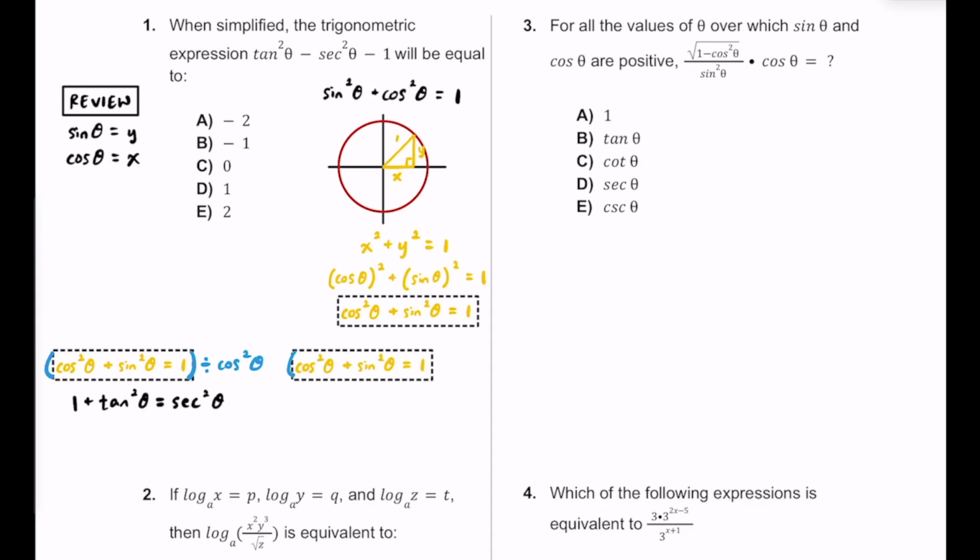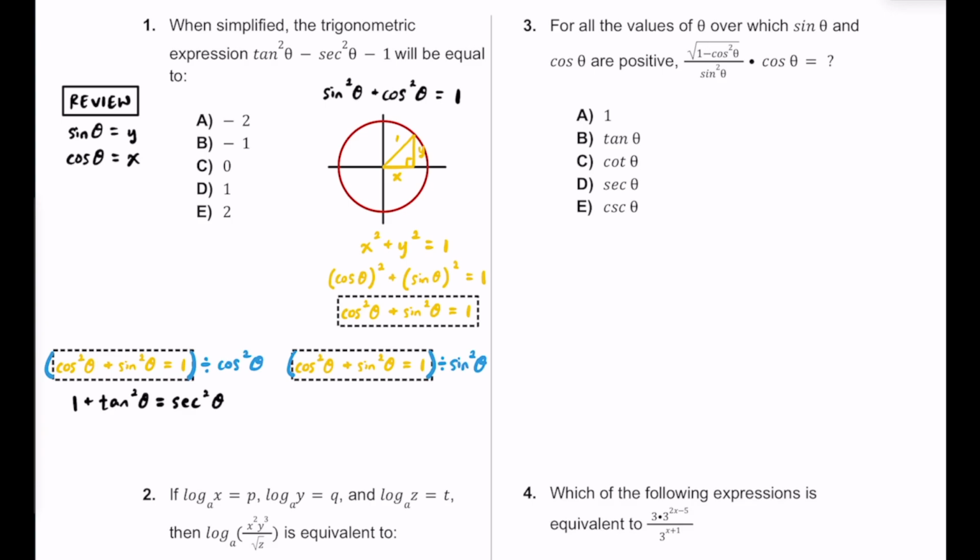Similarly, while we don't need it for this particular problem, if you divide this original Pythagorean trig identity by sine squared of theta, look what we're going to get here. We're going to get the third one. So if we take this cosine squared of theta and divide it by sine squared of theta, remember that cosine over sine is just going to be cotangent.